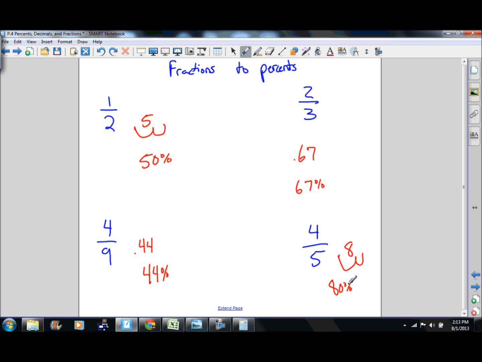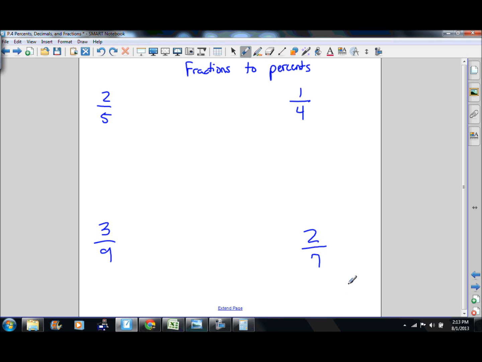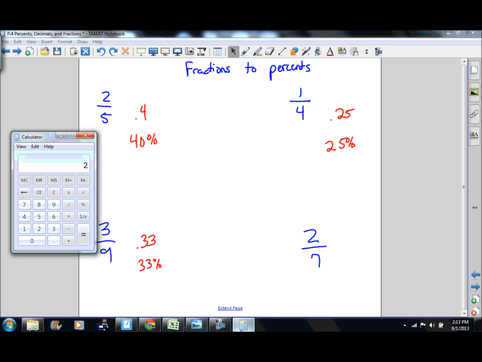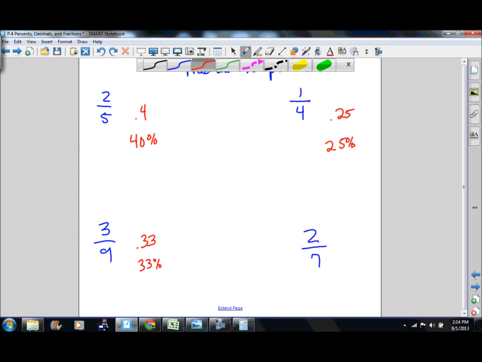All right? I want you to try these on your own, see what you get. This one should be 0.4 or 40%. This is 0.25 or 25%. This is 0.333 repeating, but we'll do 0.33 and turn it into 33%. And this is 2/7, which I cannot do in my head. And that turns out to be 0.286 in this one. So 28.6%. Okay?